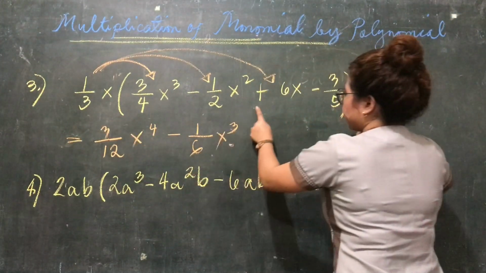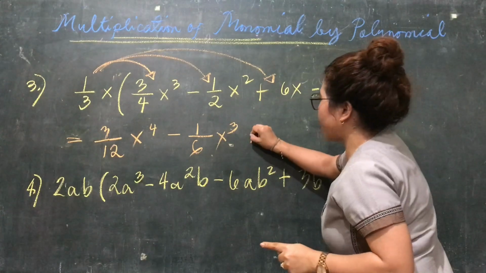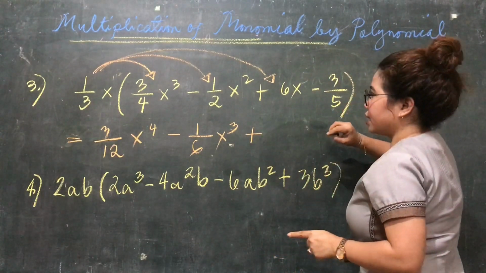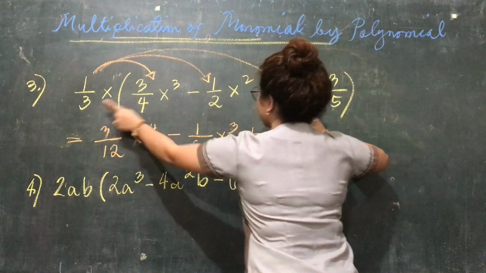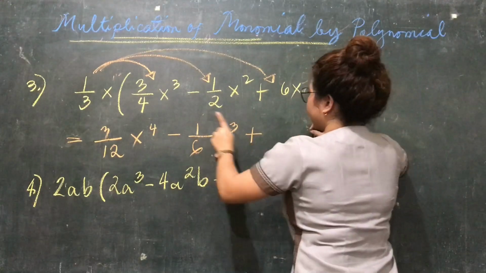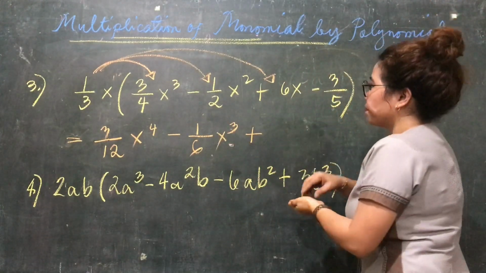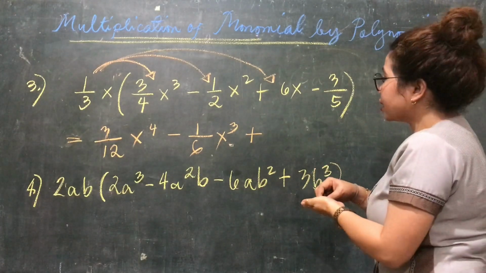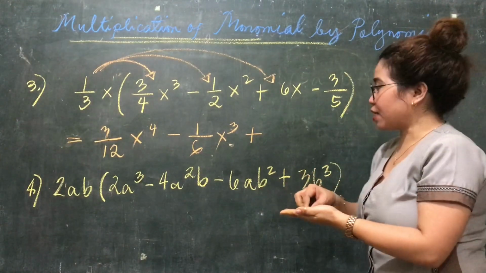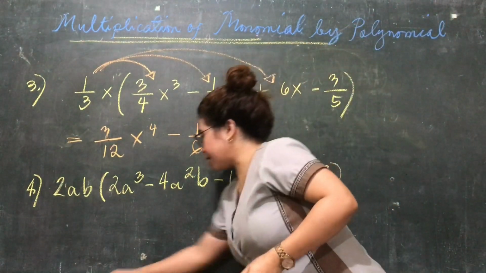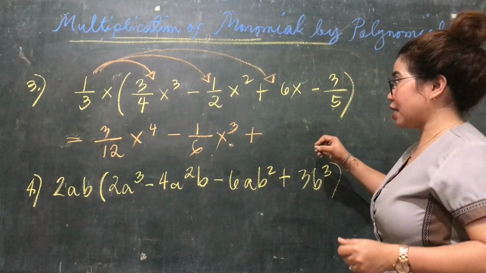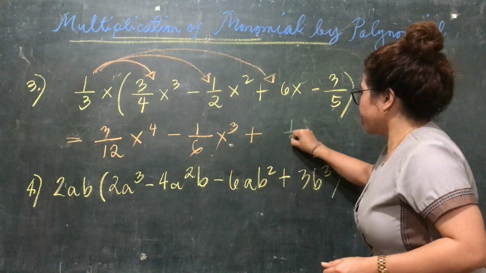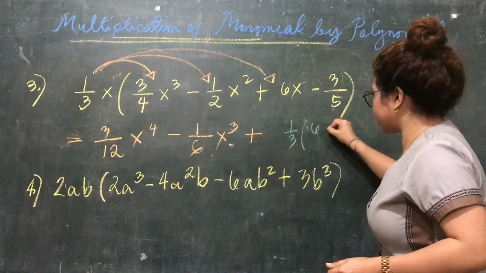Positive times positive, the answer is positive. Then 1/3 times 6, the answer is 2. Let's show the step-by-step solving: 1/3 times 6.